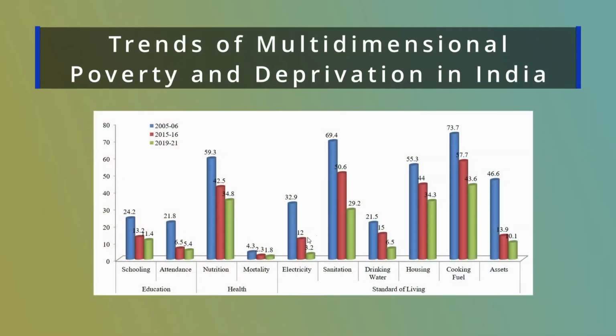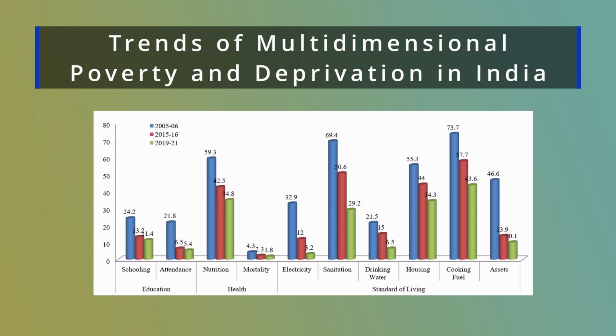Among these 10 indicators, the level of deprivation, that is the percentage share of deprived people, was relatively high in 2005-6 for the indicator cooking fuel, where 73.7% of people were deprived, followed by sanitation, where the percentage of deprived people was 69.4%. And then the next one is nutrition, where the percentage of deprived people was 59.3%. Over time, the percentage of deprived people gradually decreased irrespective of indicators.